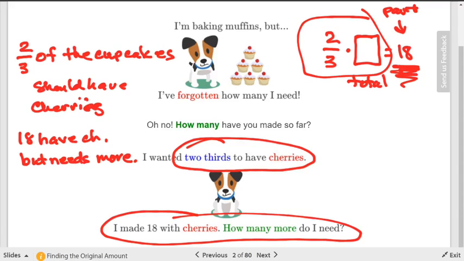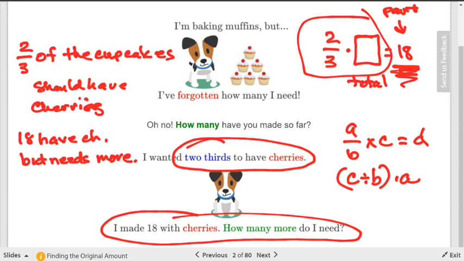So, remember last time we took A over B. We had A over B times C equals D. To get the D, what we did was we took C divided by B and then multiplied that times A. Right? So we divided by the bottom number, multiplied by the top number. But this time, I need to go backwards.